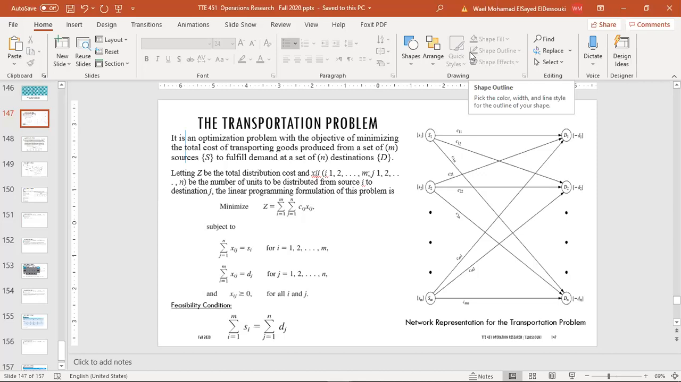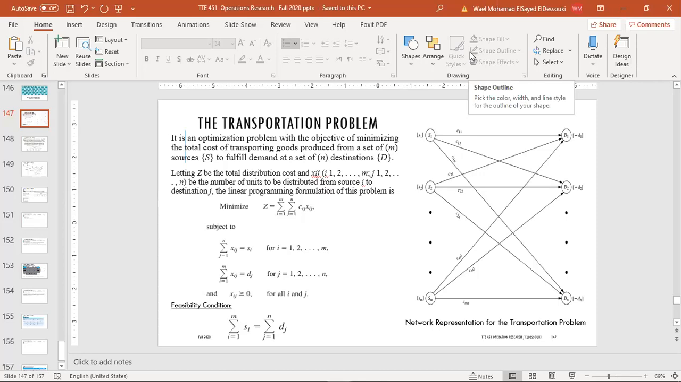The objective is basically to minimize the transportation cost, which is a double summation of the cost cij multiplied by the amount sent between i and j, Xij. Subject to the constraint that the total outgoing from source i should be equal to the supply at source i, and the total arriving at destination j should equal the demand for that destination.